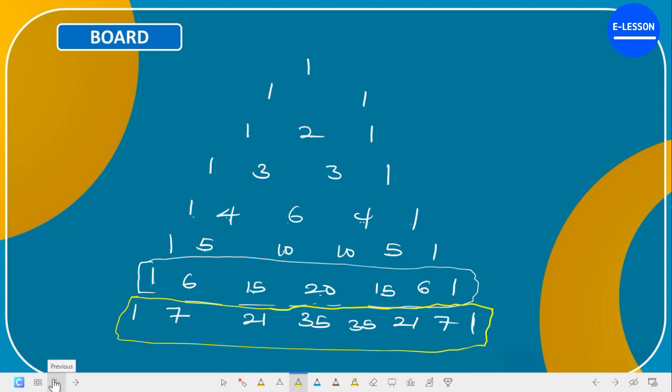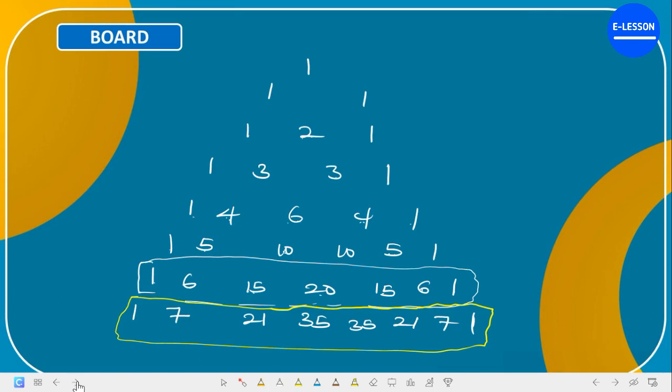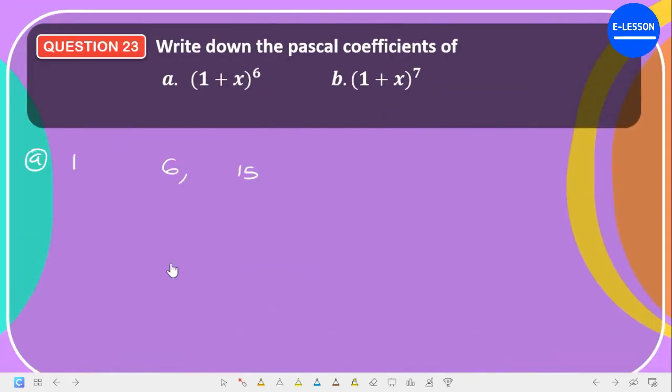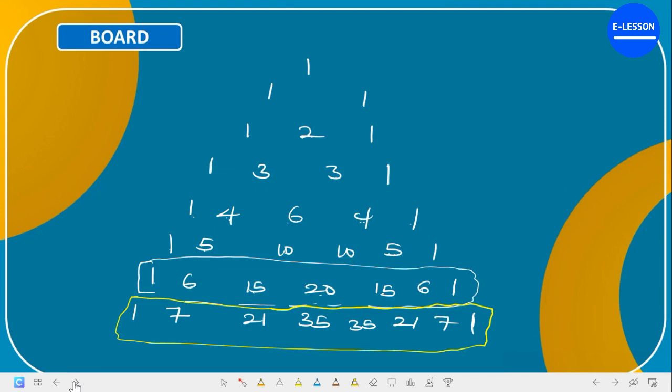Now let's write them out. You have 1, 6, 15, 20. Let's write them out here. So this is for A. We have 1, 6, 15, 20, 15, 6, and 1 again.